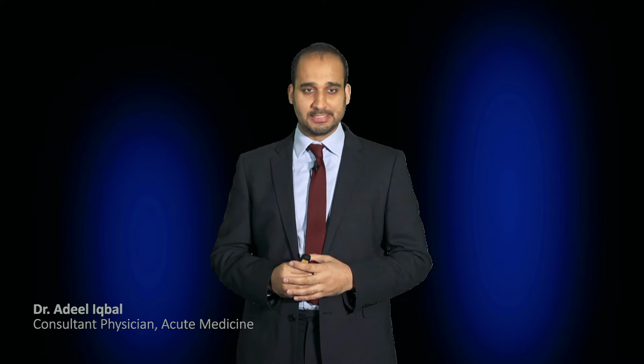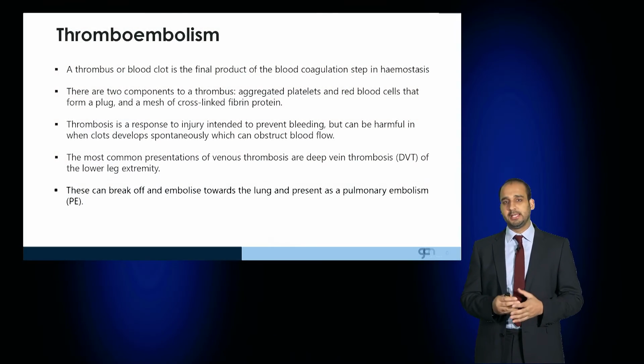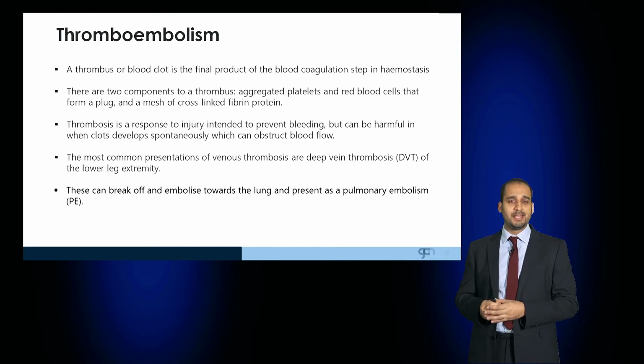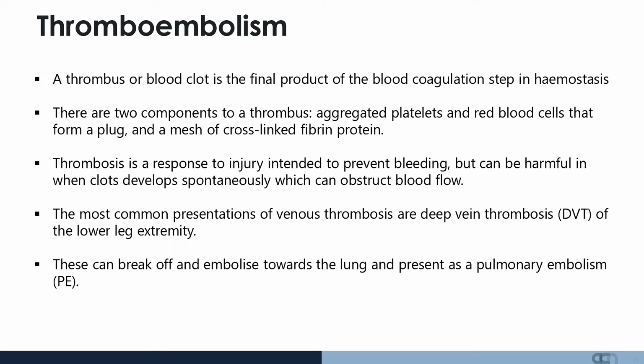Welcome to this medicine masterclass on venous thromboembolic disease, in which we'll discuss Virchow's triad, which suggests the risk factors to develop a blood clot. A thrombus, or blood clot, is the final product of the blood coagulation step in hemostasis. There are two key components to a thrombus: the aggregation of platelets and red blood cells that form the plug, and a mesh of cross-linked fibrin protein. Thrombosis is a response to injury intended to prevent bleeding, but can be harmful when clots develop spontaneously.